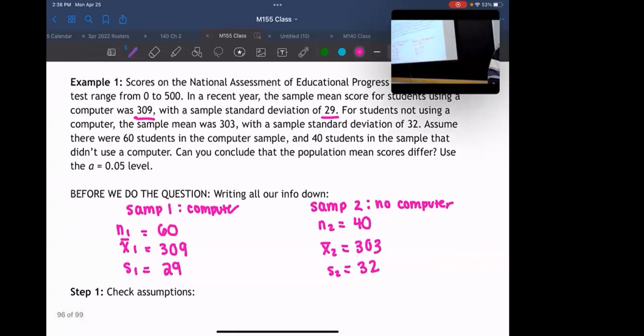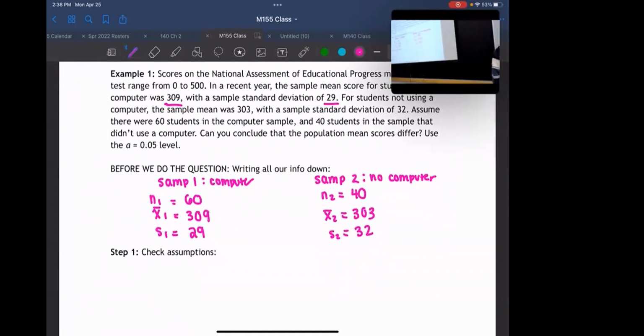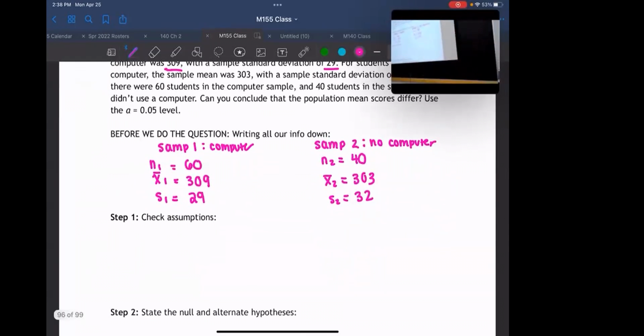Cool. So first of all, we're going to check our assumptions. Let's do the more important one, the sample size, first. We have to check if N1 is bigger than 30 and N2 is bigger than 30. So 60 and 40. Are both of these bigger than 30? Yes, good. So both of them are bigger than 30, so we are good on that one.